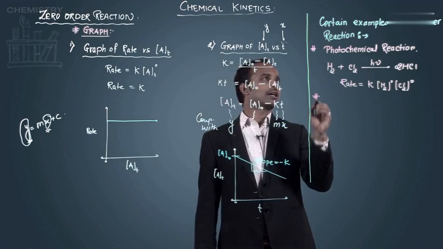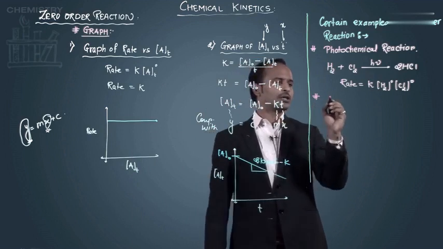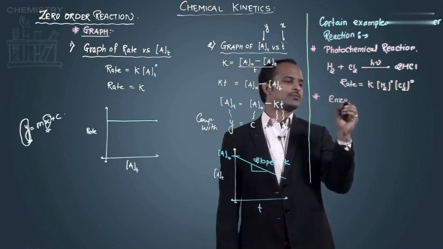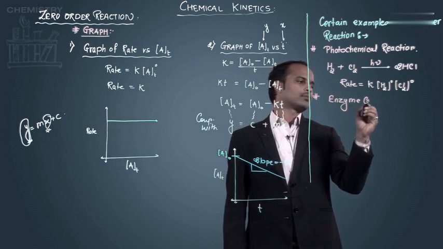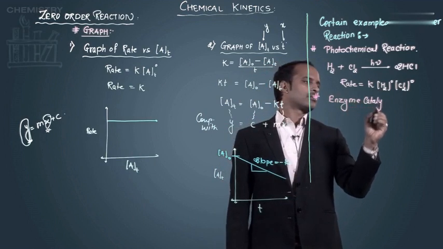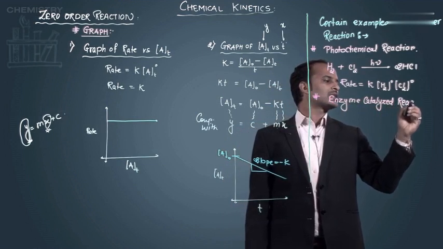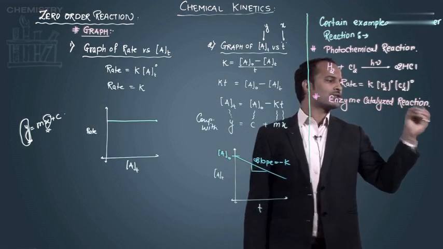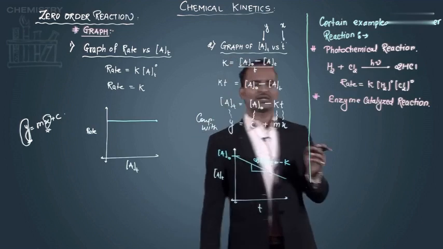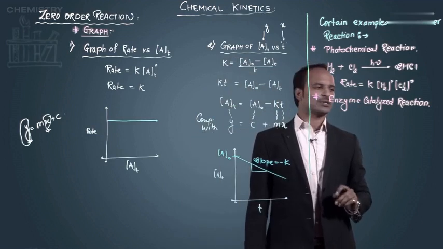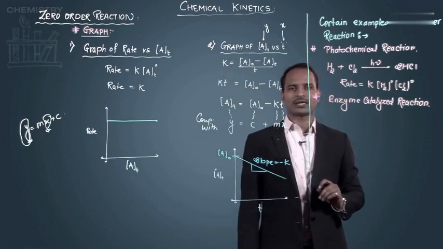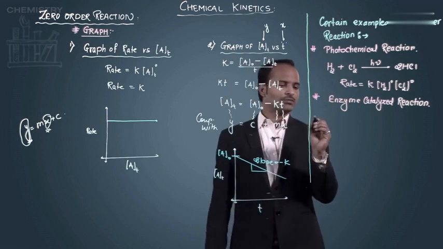The second type of reaction which is considered zero order is the enzyme catalyzed reaction. Enzyme catalyzed reactions are again considered as zero order reactions. If there is any reaction in which an enzyme is used as a catalyst, then that reaction is also considered as a 0 order reaction.